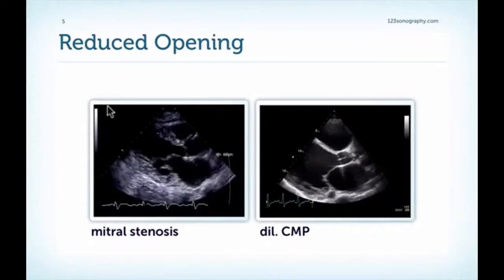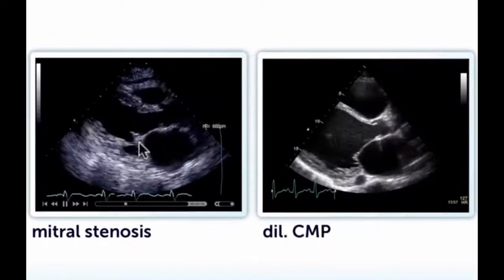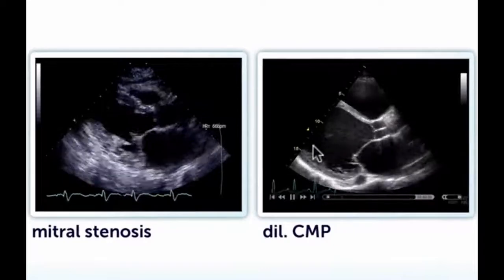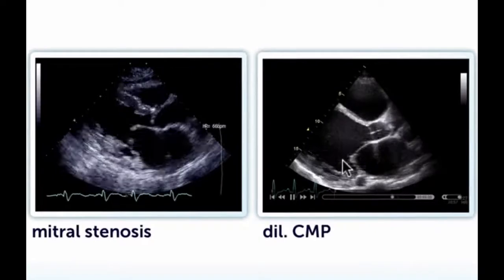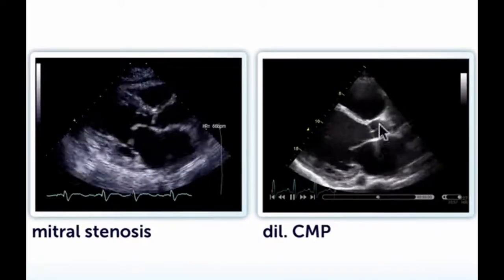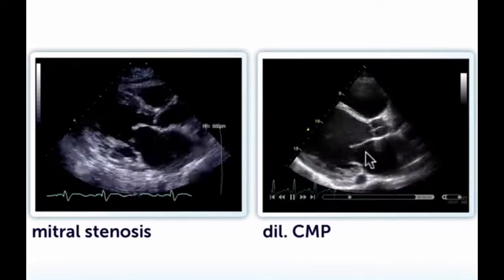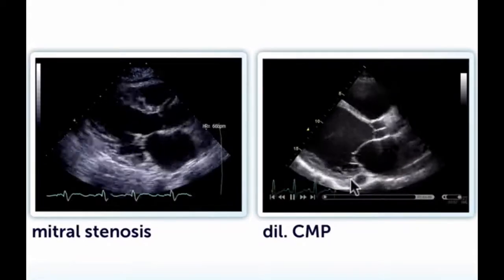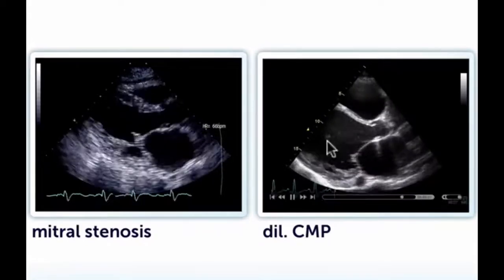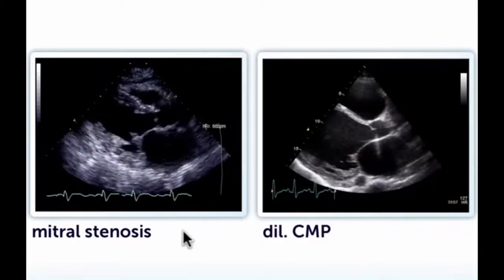Here's another example of a patient with doming of the anterior leaflet, maybe not as much doming as we saw previously. We have a reduction in the opening, and here we have an example of a patient who also has a reduced opening of the mitral valve, however no doming. This patient does not have mitral stenosis, but he has a dilated cardiomyopathy with a myopathic motion of the mitral valve. So compare the two and see the difference. Doming here, no doming. Both valves have a reduction in the opening.